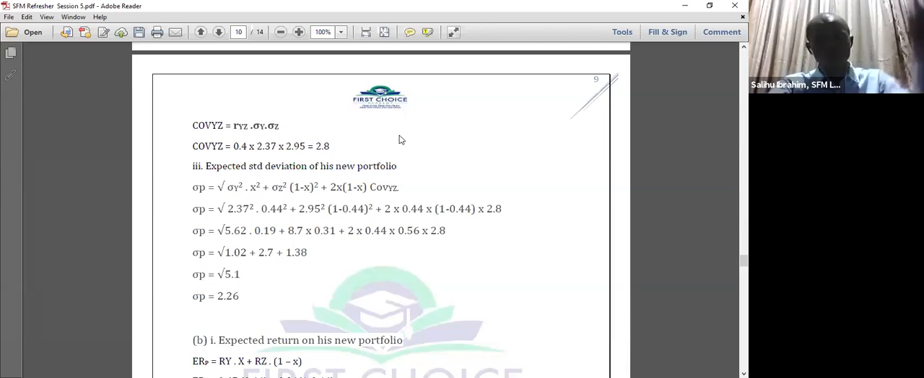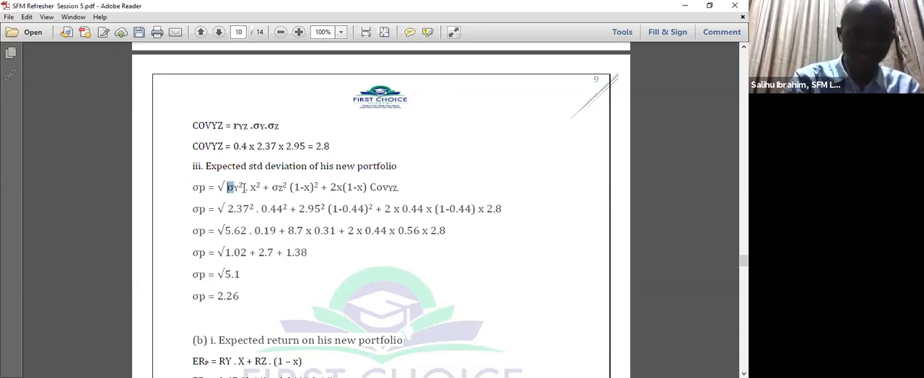That's what I'm going to use to compute the expected standard deviation of this new portfolio. What is the new portfolio we are talking about? It comprises the original portfolio plus the FCA stock. This is the formula. Standard deviation of the portfolio, the risk of the portfolio, is standard deviation of Y squared, which simply means variance of Y. If they give you variance, you don't need to square it again. But if they give you standard deviation, you need to square it, because standard deviation is the square root of variance.